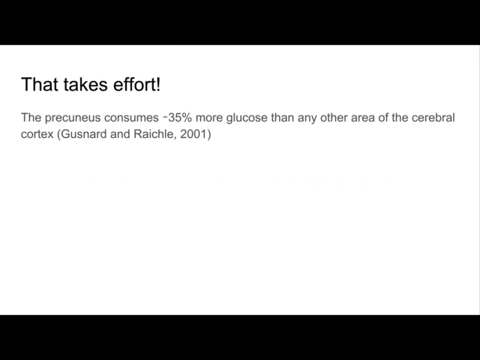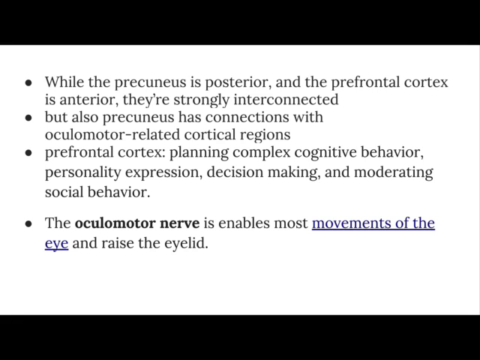Now all that takes a lot of effort. It consumes about 35% more than any other region in the brain. So now the precuneus is posterior in the back, but the prefrontal cortex is in the front. They're strongly connected. And the prefrontal cortex is where your planning, your personality expression, your decision making, and moderating social behavior is happening. And so the precuneus is influencing what those things are.